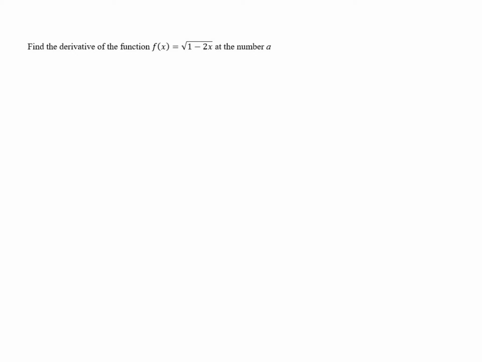Find the derivative of the function f of x equals the square root of 1 minus 2x at the number a. Again, we're going to use the same limit definition for the derivative, which we have right here. And we just need to plug in our new function here, f of x equals the square root of 1 minus 2x, and do some algebraic manipulations to get rid of that h in the denominator.